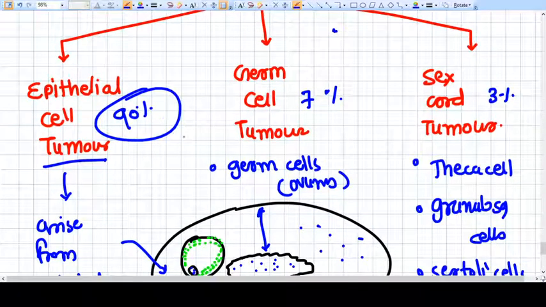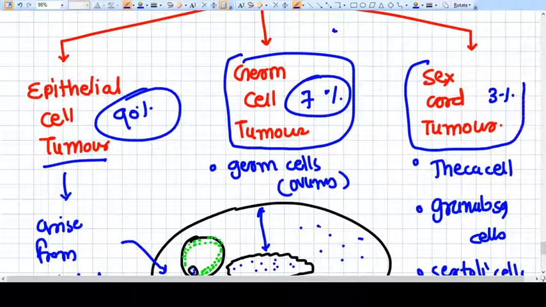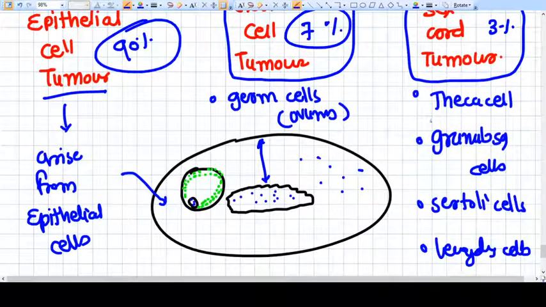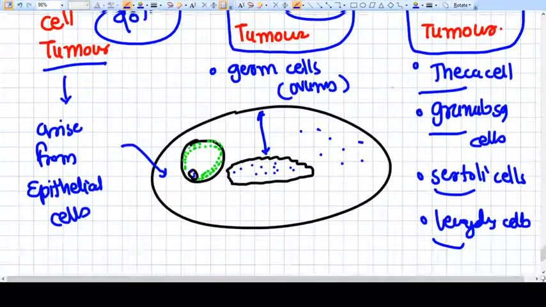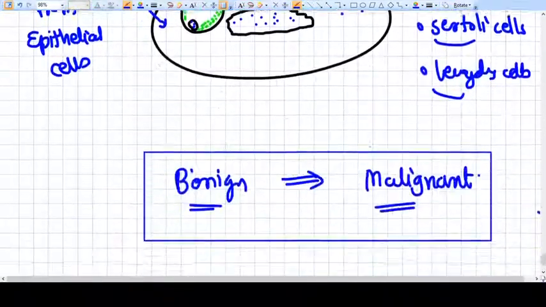If the tumor arises from the germ cells, that is the ovum, the primary and secondary oocytes, then we have a germ cell tumor. It is common in young girls, but only 7% of ovarian tumors are germ cell tumors. And the third thing is the sex cord tumor. Sex cord tumors arise from cells around the ovum like theca cells, granulosa cells, Sertoli cells, Leydig cells. If a tumor arises from these cells, it's called a sex cord tumor, and it's very rare, only 3%.